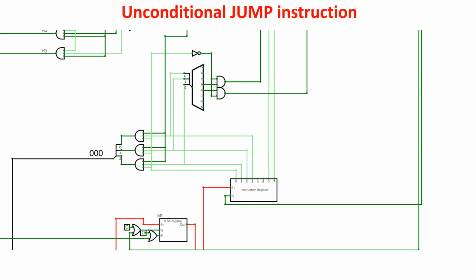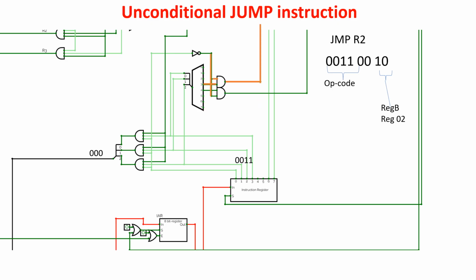We have two kinds of unconditional jump instructions. The first is this, which says jump to the instruction contained in register B, R2 in our case. The opcode is 0011, producing the first unconditional jump signal.